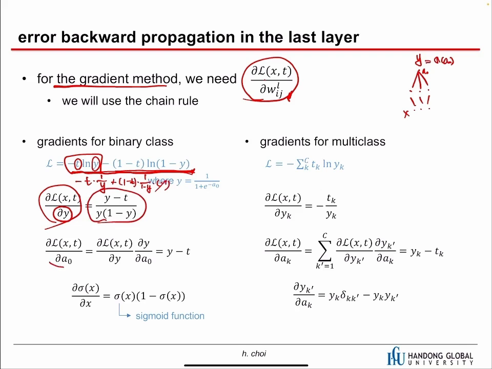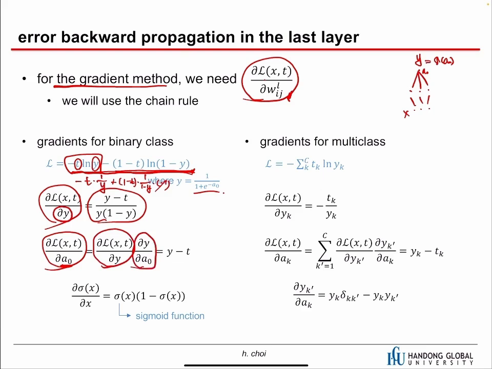Okay, now we want to take a derivative of this loss function with respect to a naught. A naught is right before this nonlinear function, before sigmoid. Instead of taking this derivative directly, we're going to use the chain rule. So we apply this one first, and then we take a derivative of y with respect to a naught.